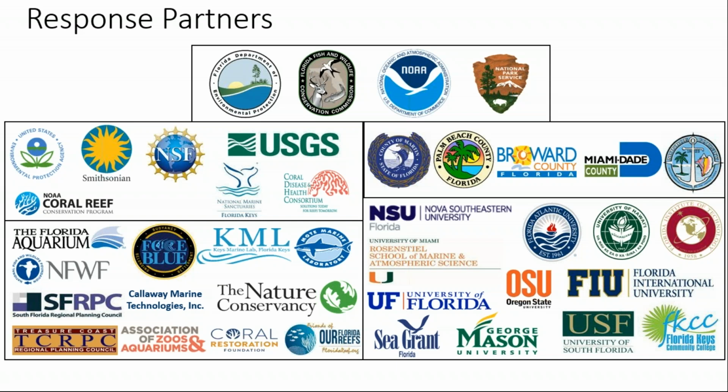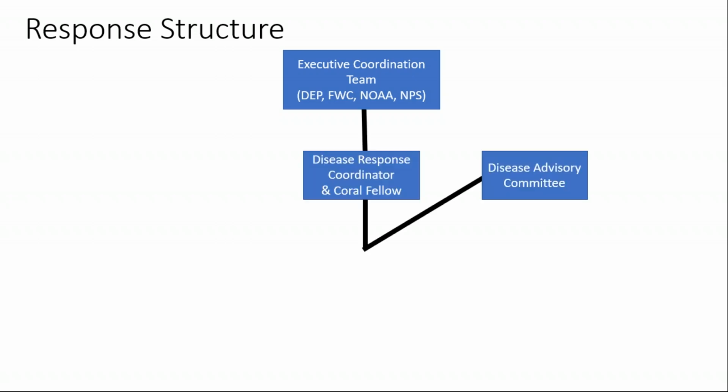So as you can imagine, with this many partners at the table, it can be a little bit difficult to get all the work done. So we recognized as a community that we needed some sort of structure to this response. And again, as a community, decided to organize ourselves according to response teams that focus on specific priority topic areas. So the org chart starts with our leadership team. Our executive coordination team is made up of representatives of those 4 lead agencies. And they give us the high-level guidance that we need for this disease response.